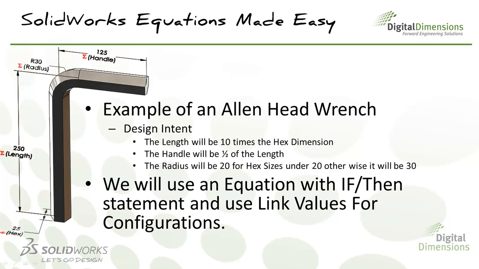And the next example that I'd like to share with you is an Allen head wrench. As I described equations as the tools for maintaining design intent, I figured I'd go with that theme, and hence we have an Allen head wrench here. Now the design intent for my Allen head wrench will be the following. I want the length to be 10 times the hex dimension. I want the handle to be half of the length, and I want to use an if-then statement to control the radius or the bend from the length to the handle. So I want the radius to be 20 if my hex size is under 20, otherwise it needs to be 30. So in my picture example here, my hex is 25, therefore my radius is 30.